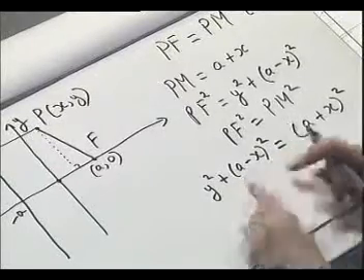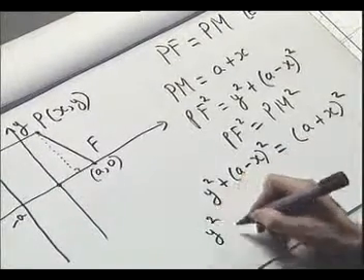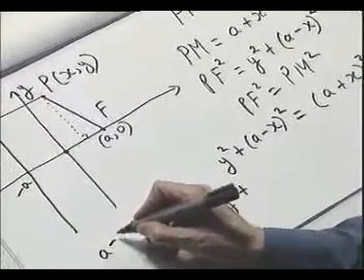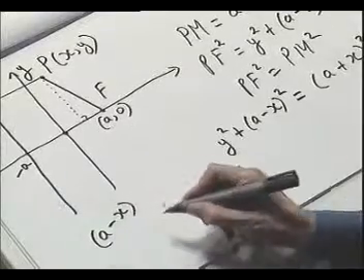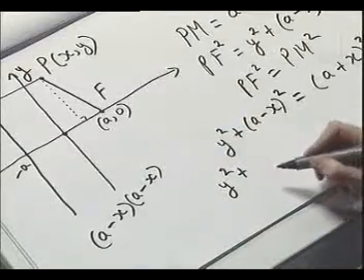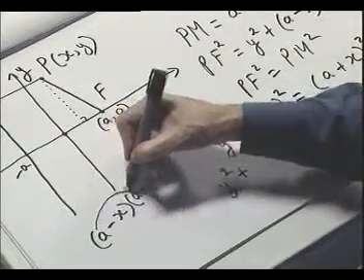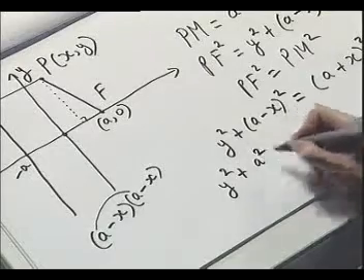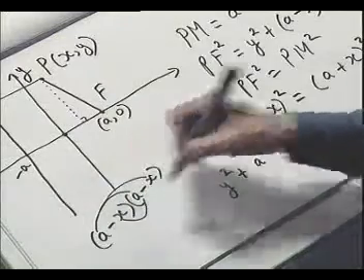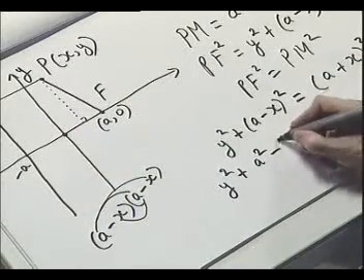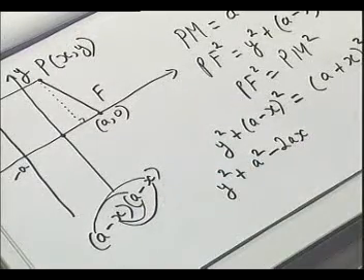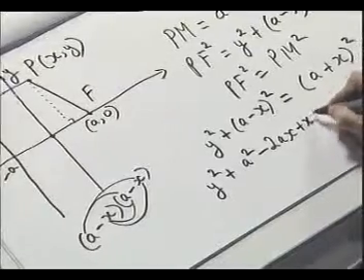Now we need to multiply out this bracket, y squared plus. Now let's just do the multiplication over here. (a minus x) all squared is (a minus x) times (a minus x). So with a times a, that gives us a squared. With a times minus x and minus x times a, which gives us minus 2ax. And then with minus x times minus x, which gives us plus x squared.